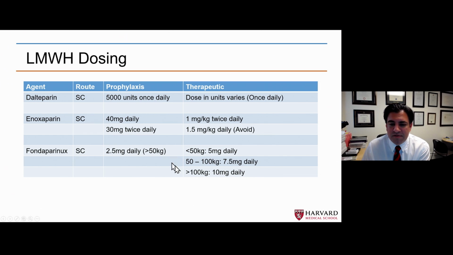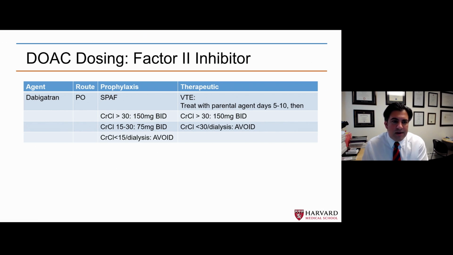Fondaparinux is also once daily and has a pretty straightforward dosing regimen based on weight. The factor 2 inhibitor, dabigatran, has different dosing for stroke prevention in AFib or VTE. In VTE, you have to treat with a parenteral agent for the first 5 to 10 days, then you can switch to oral. You need to be very careful with creatinine clearance for dabigatran, particularly if being used for VTE.